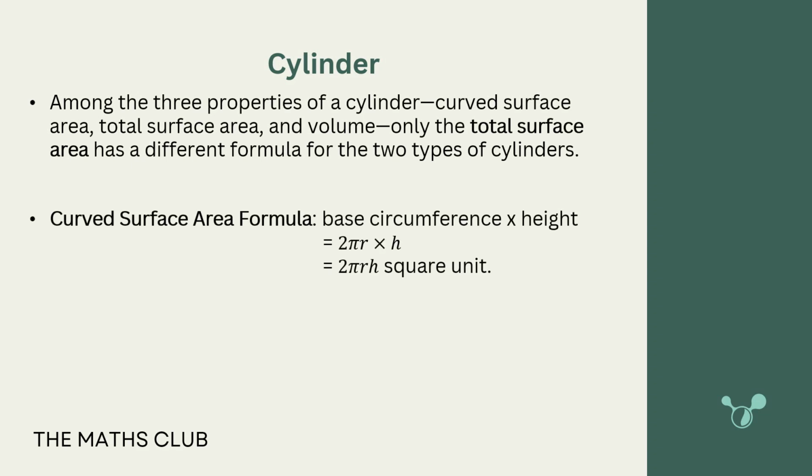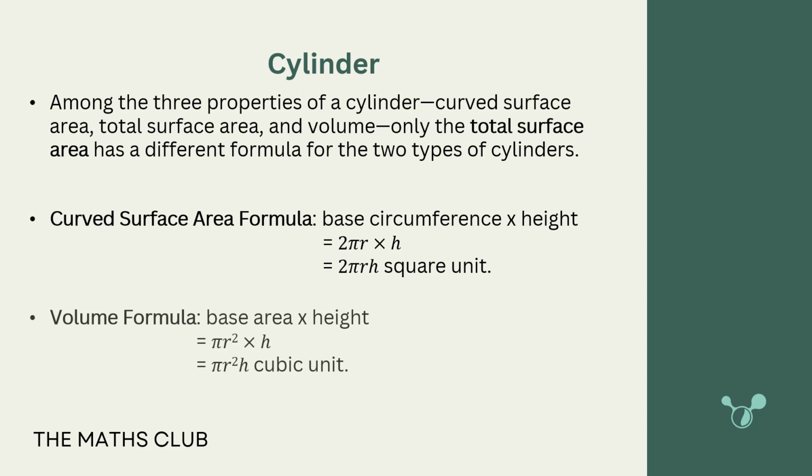So the curved surface area, we've said that is the base area times height. When it stretches to that rectangle, we have 2 pi r times h, and of course it's in square units. And the volume is the base area, which is a circle, pi r square, times how high that circle is going to span, how many stacks of circles we have on it, which is the height. So that will be pi r square h in cubic units.